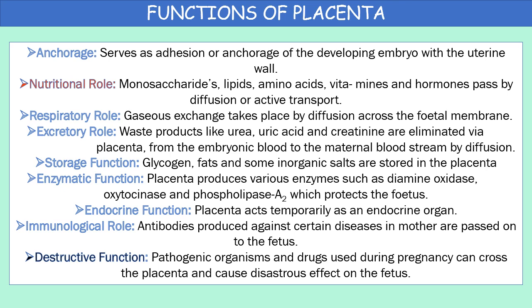Endocrine functions of placenta. Placenta acts temporarily as an endocrine organ. It secretes many hormones such as estradiol, progesterone, chorionic gonadotropin in most mammals, and also placental lactogen in human female. Immunological role. Antibodies produced against certain diseases in mother are passed on to the fetus. Destructive function. Pathogenic organisms and drugs used during pregnancy can cross the placenta and cause disastrous effect on the fetus.